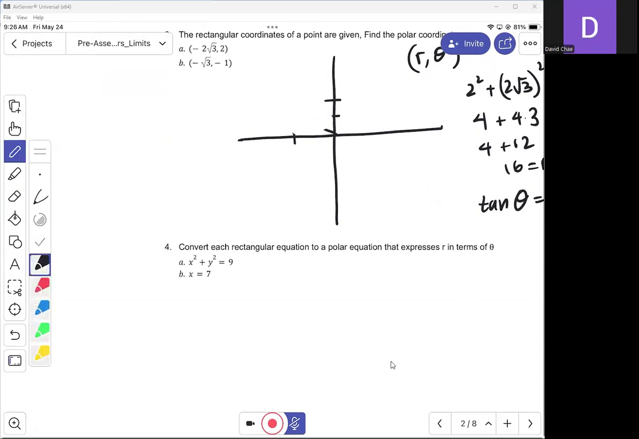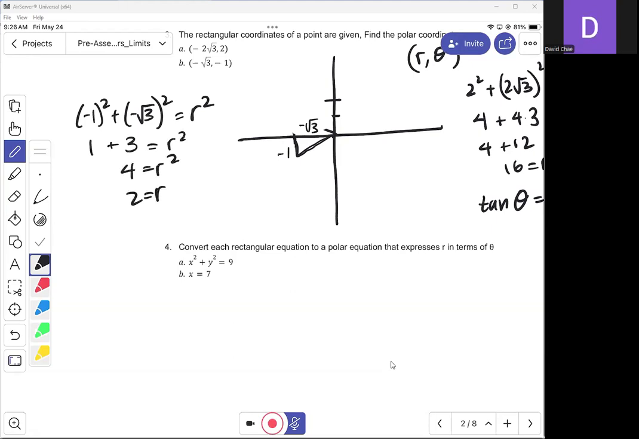So this is in the third quadrant, so it would be here. This would be -1, this is negative radical 3. Okay, so I should draw it better. Probably like something like this. Okay, so if you do the Pythagorean theorem, it'd be -1 squared plus negative radical 3 squared is equal to r squared. This is 1 plus 3 equals r squared. So 4 is equal to r squared. So r is equal to 2.